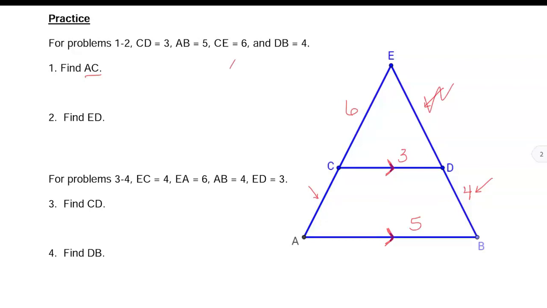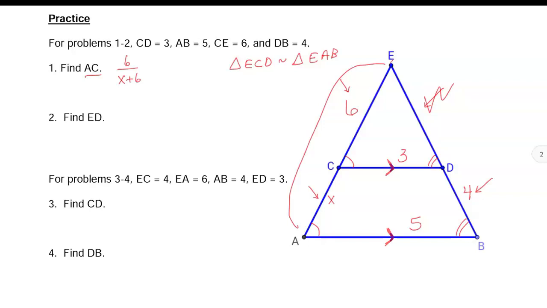I'm noticing that triangle ECD is going to be similar to triangle EAB, and that's because there are congruent angles. Corresponding angles are congruent in this diagram due to the parallel lines. I'm going to use the left side of ECD, so I'm going to use 6. 6 on the left corresponds to the left side of EA. I don't know AC, so I'm going to assign it a variable x. So all of EA is x plus 6.